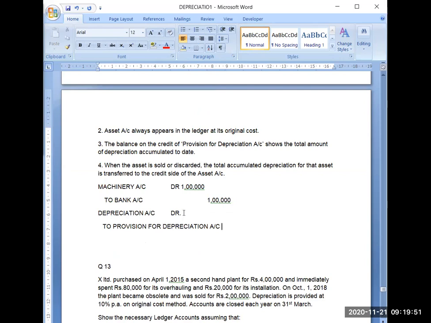Depreciation account debit to provision for depreciation account. Now suppose again we charge the depreciation 10,000 on this machinery. Now can you tell me the written down value of this machinery account? What it will be? Can you tell me the balance of the machinery account? I am asking the balance of machinery account after these two entries.